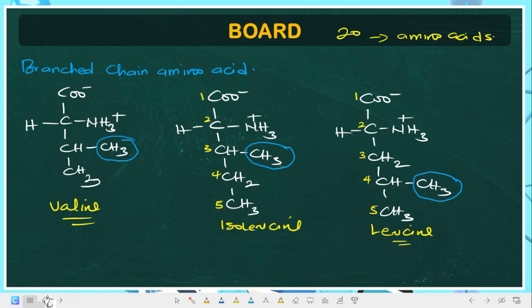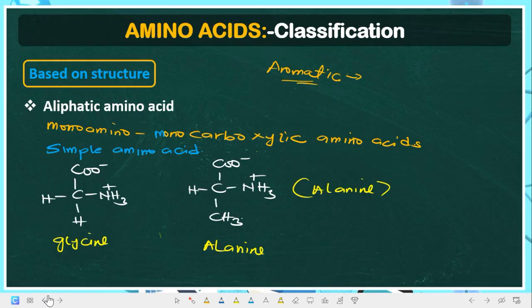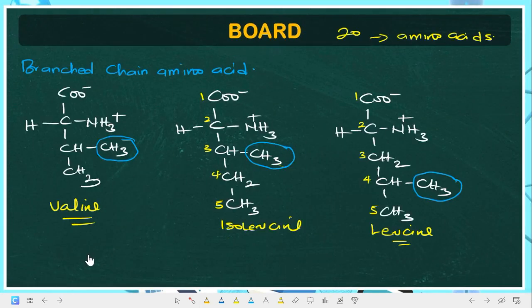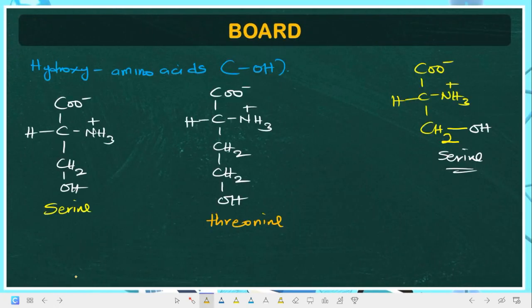So we've learned how many? How many of them? We've learned about the simple amino acids, glycine and alanine. We've learned about the branching amino acids, valine, isoleucine, and leucine. And then we've learned about the what? The hydroxyl amino acids, which are serine and what? Threonine. So let us look at the sulfur containing amino acids. The sulfur containing amino acids.